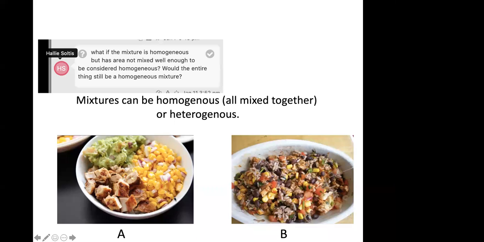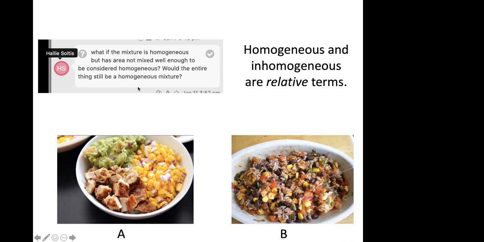There was the question, well, what if the mixture is homogeneous but has an area that's not as well mixed together? How do we do it then? Do we still call it homogeneous? Is it inhomogeneous? How do we get at that? Really, many students had that same insight. I would say that homogeneous and inhomogeneous are relative terms. I think the one on the left, I see as being more distinct than the one on the right. I think B here is more homogeneous.